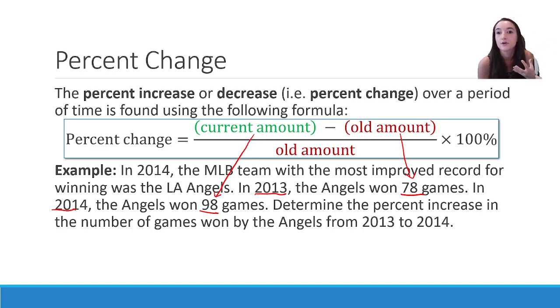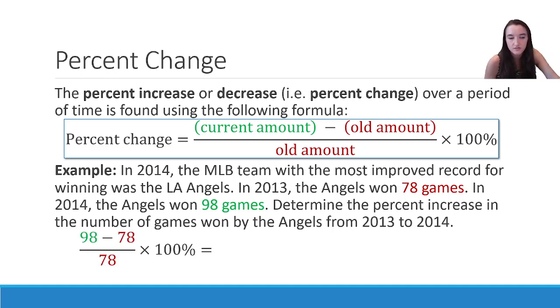Our current amount is the 98, even if 2014 is not current. Okay, now I'm coloring them in. 78 games is red, 98 games is green, to match with the old and the current amount. Now I just plug into this formula. That's all I have to do: I just have to replace the words current amount and old amount with these numbers.